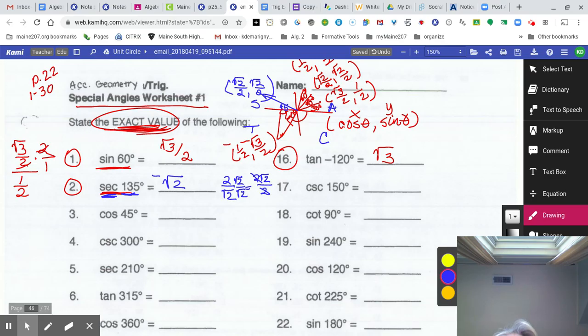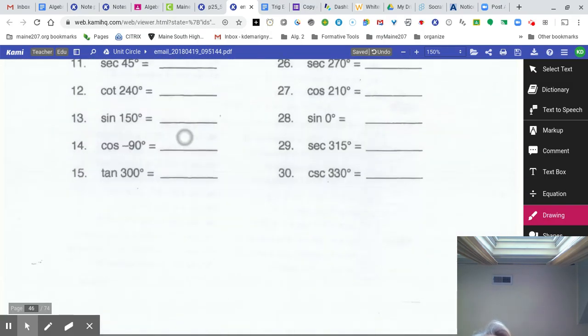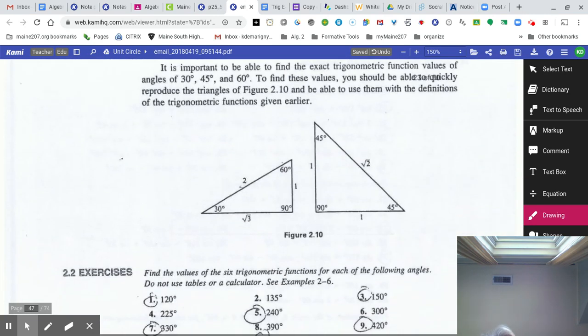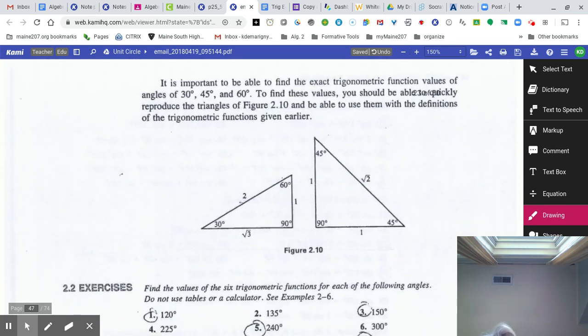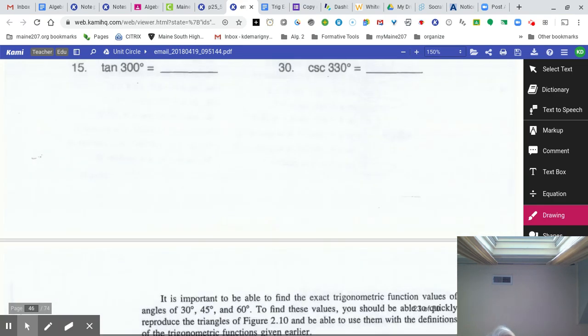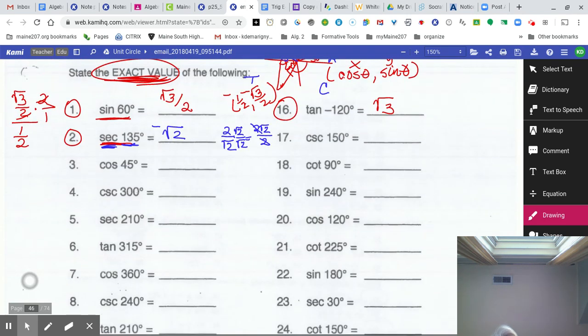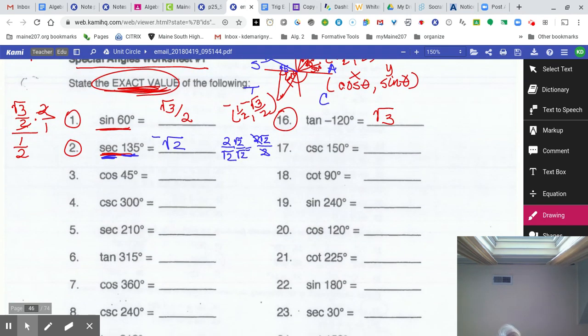All righty. Questions? Okie doke. I'll leave the rest of those to you. They should be quite a bit of fun. So you're going to do this page, and then you can read through these little notes that they have here. It's important to be able to find the exact trigonometric function values of angles 30, 45, 60. So we're going to have to be able to do those quickly. The ones that we just looked at, I'm okay if you go a little slower, but I need that unit circle to be something that is very much committed to your memory.